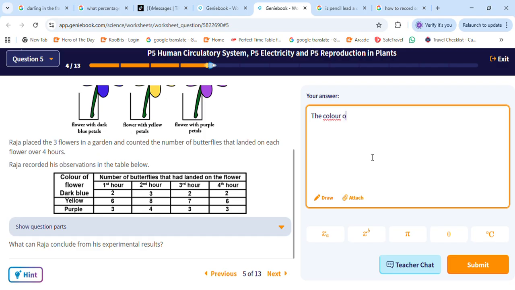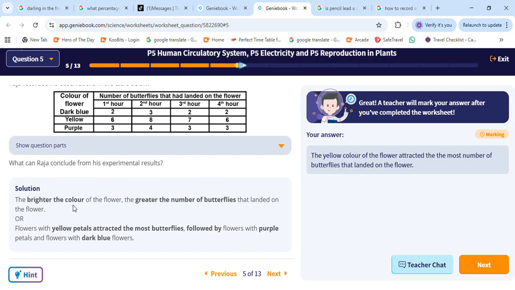Yellow color. Red. Good. Check it. The most number of butterflies that landed on the flower. The greater number of butterflies.